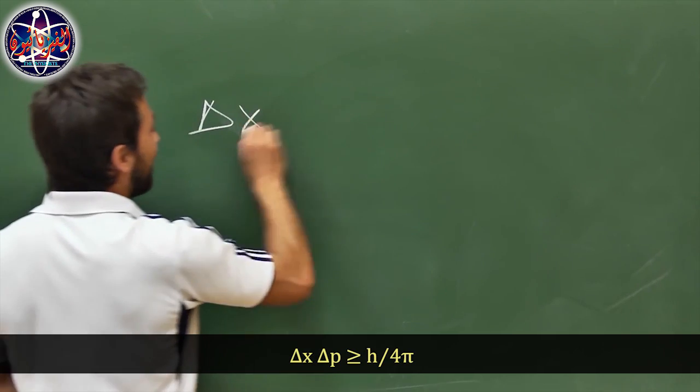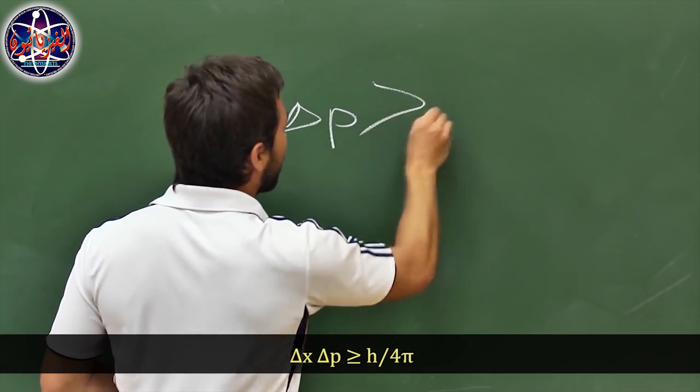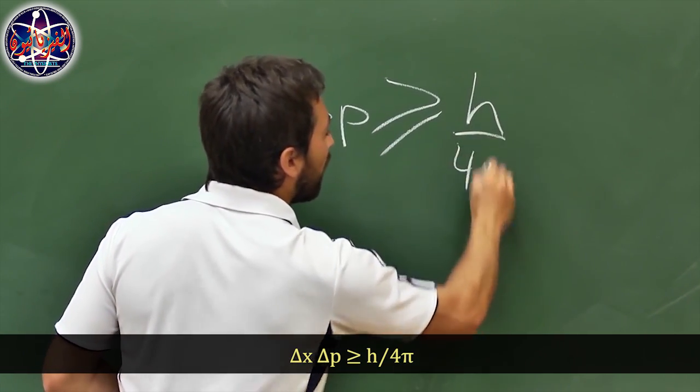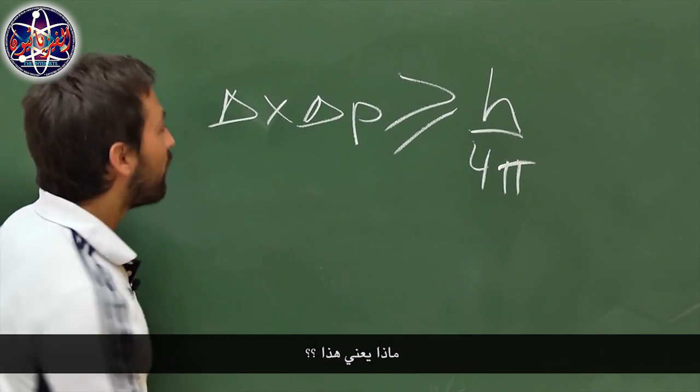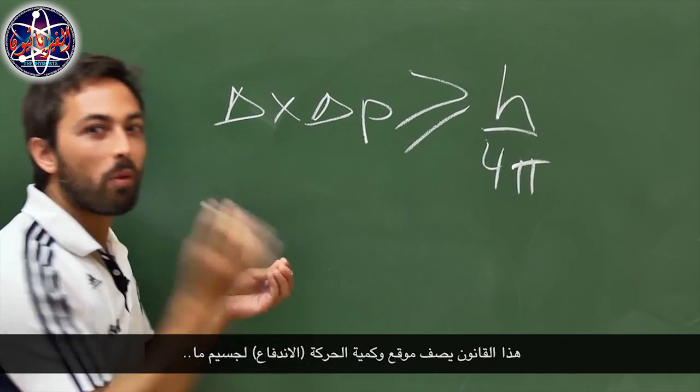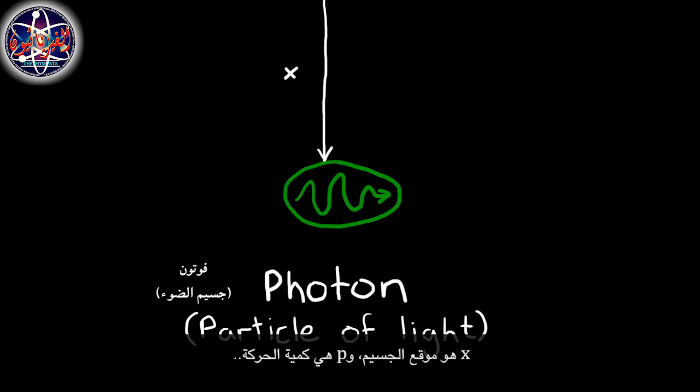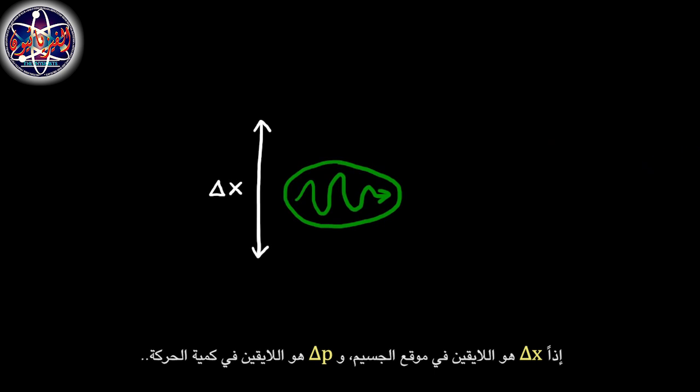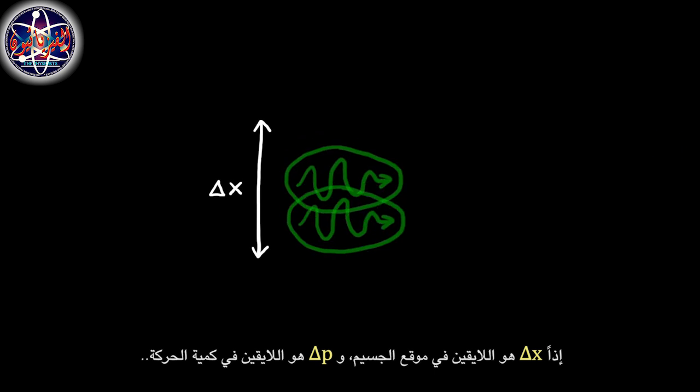Heisenberg's uncertainty principle is normally written as delta x delta p is greater than or equal to h on 4 pi. So what does this mean? Well, it's about the position and the momentum of a particle. So x is the position of the particle and p is its momentum. So delta x is the uncertainty in position and delta p is the uncertainty in the momentum.